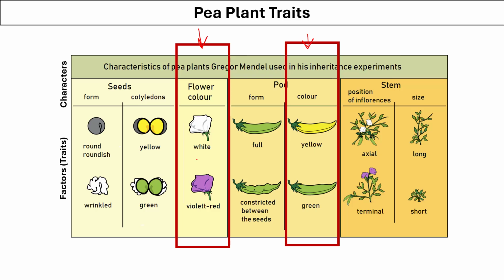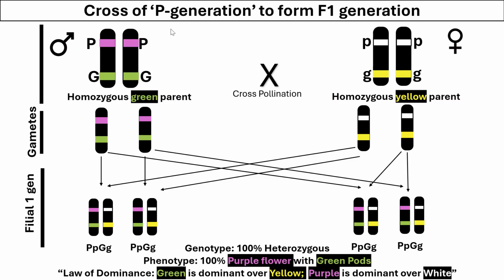Because if we were studying this, it would also be yellow and green and yellow and green, so it's hard to understand which character we are talking about. But here we have the white and purple contrast and the yellow and green contrast. So if we say white or purple, you know that we are talking about the flower color. And if we say yellow and green, you know that we are talking about the pod color. Now we'll go through the same kind of cross, but for two characters at a time. So follow what I'm saying.